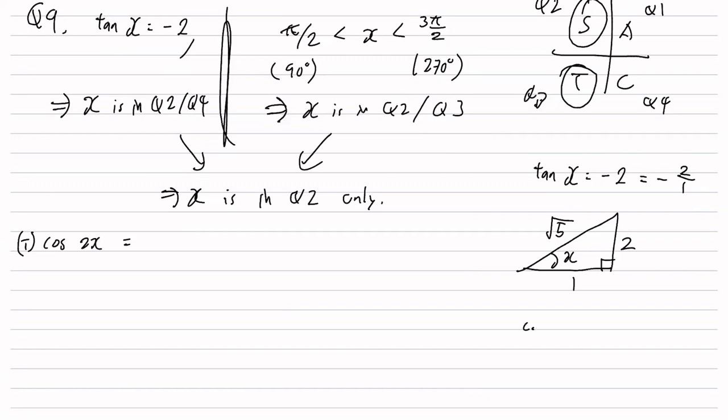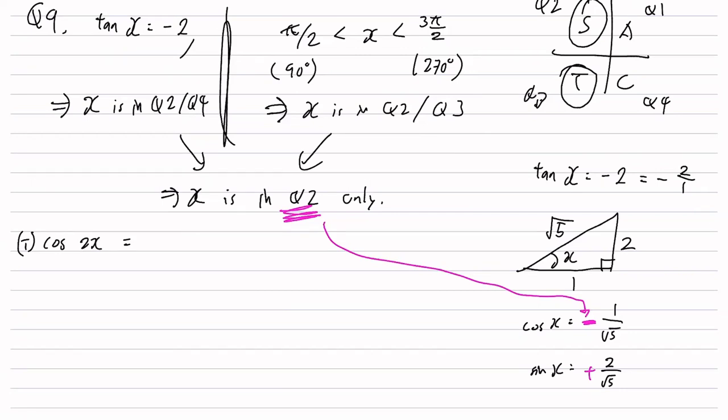So cosine x is what? 1 over root 5. Sine x is what? Opposite over hypotenuse, 2 over root 5. Is this correct? No, not enough. Angle x is in which quadrant? Q2. So in Q2 only sine gets to be positive. Cosine must be negative. Trick question, this one. Very tricky. Must make sure you know the, what do you call it?